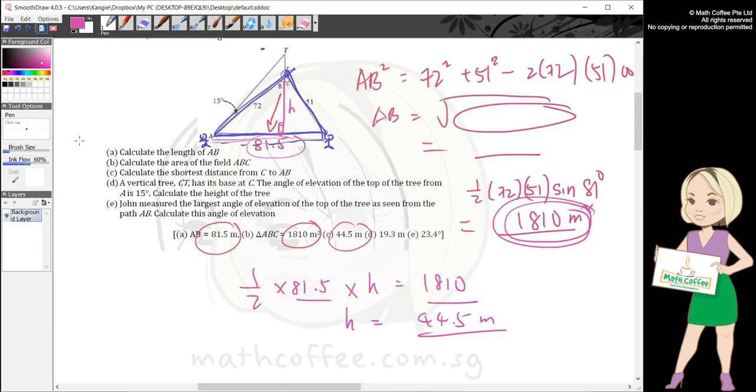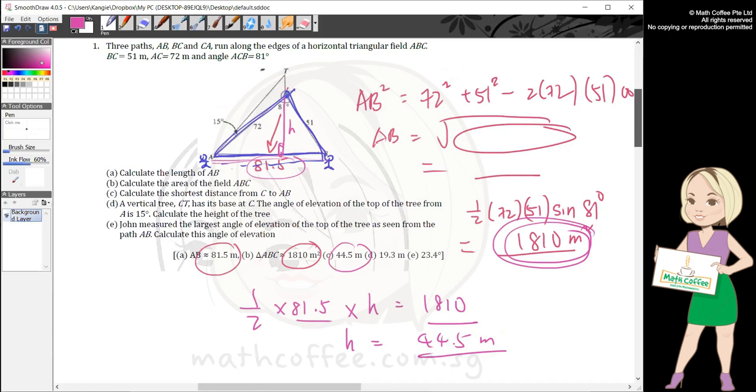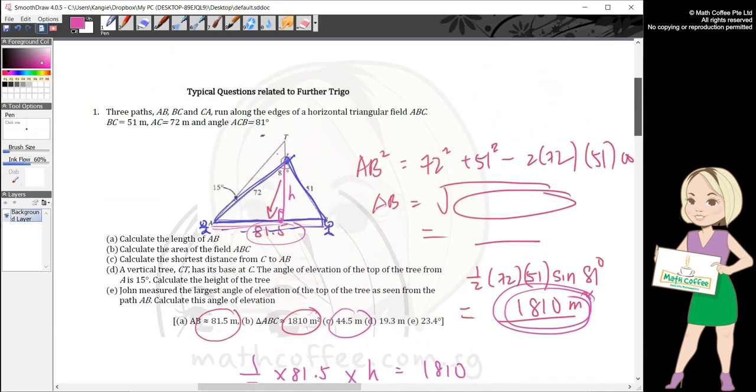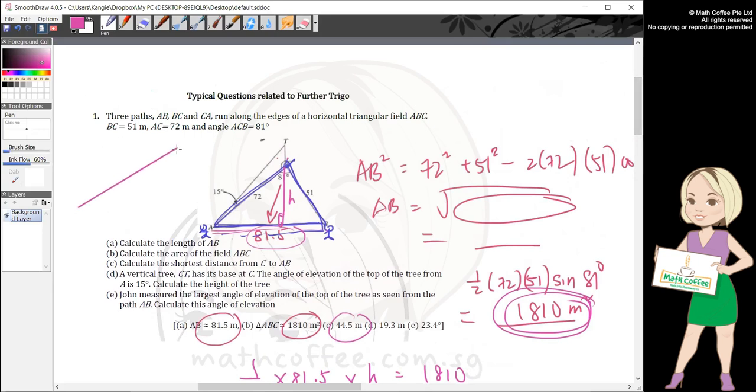Next, part D. This kind of question. They say a vertical tree CT, which they already draw for you, has a base blah, blah, blah. The angle of elevation of the top of the tree is 15 degrees. This one they already draw for you, so nice. So usually when they don't draw, what I do is I always draw out the triangle outside. CT, this is the tree. This is the top of the tree. This is the 15 degree. And then I know this one is 72. You can label this as A. I always draw out so I can see better.